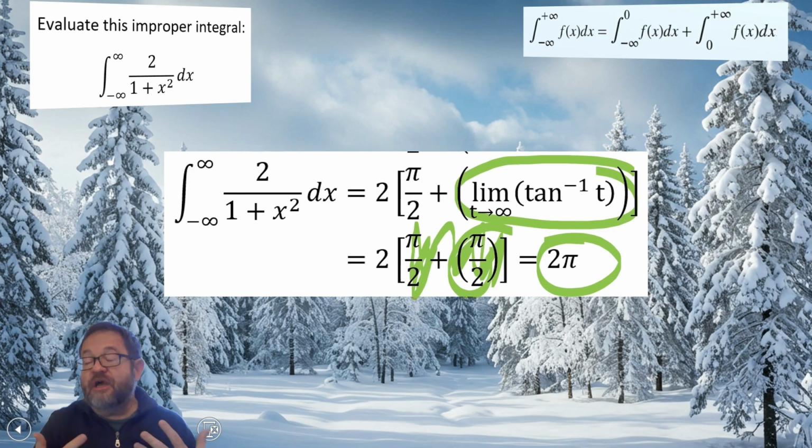This integral converged. It came to actual digits. That's fantastic. The area under that curve from negative infinity to infinity actually works out to 2 pi, which is crazy.